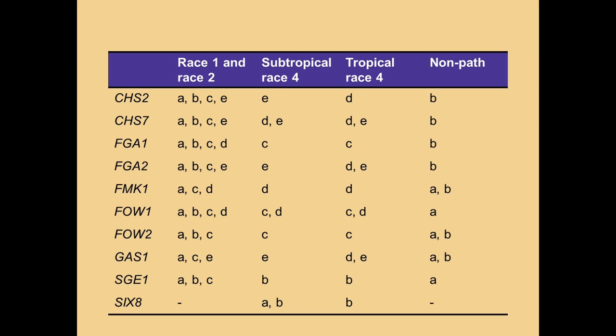But then we look at 6-8, and we find it's not in race 1 and 2, and it's not in the non-path, but there is a slight variation in sequence between subtropical race 4 and tropical race 4. And so that's useful because it's useful for a diagnostic. In the past, a lot of the diagnostics based on the ITS have been unreliable, and probably they've been unreliable because of what's going on with this fungus, that there's horizontal transfer going on with pathogenicity genes.